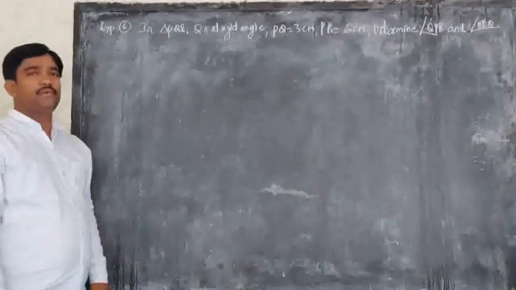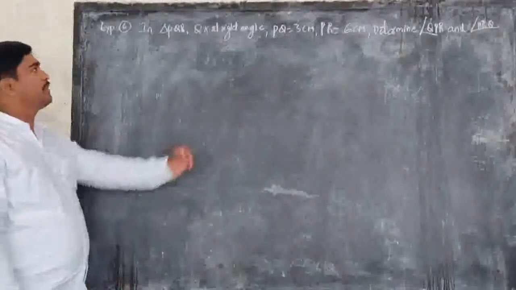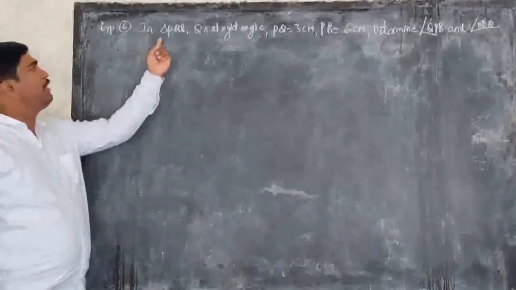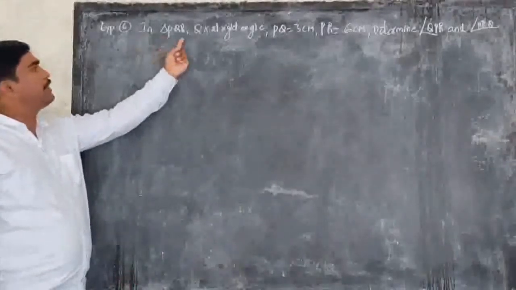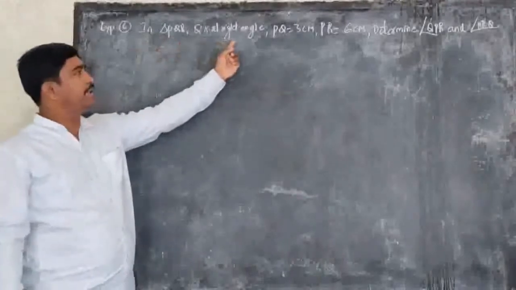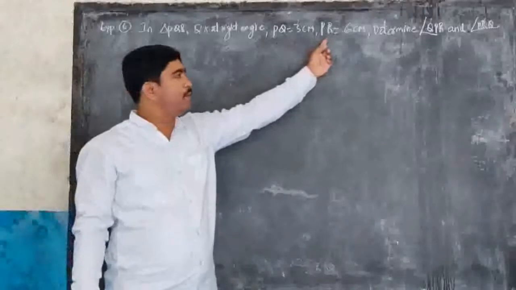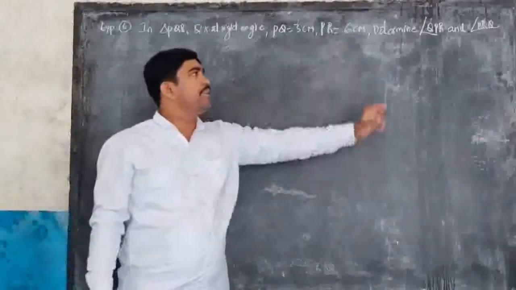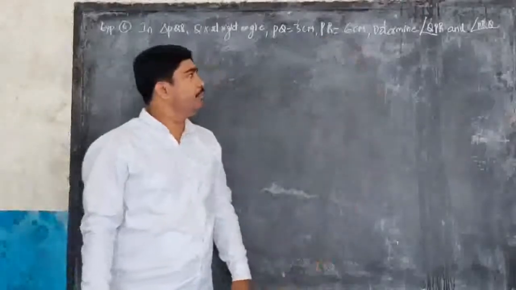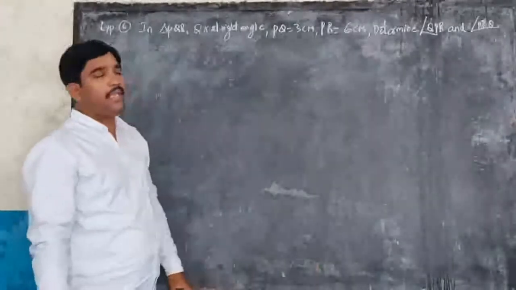Now, we'll solve example 6. The problem is that in triangle PQR, angle Q is a right angle, PQ equal to 3 cm and PR equal to 6 cm. Determine angle QPR and angle PRQ.